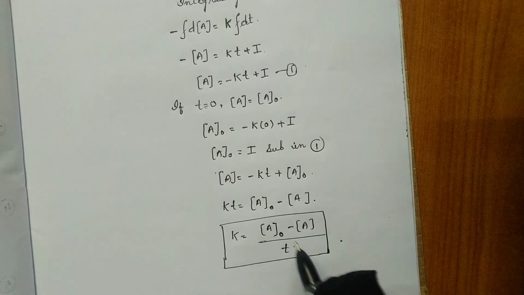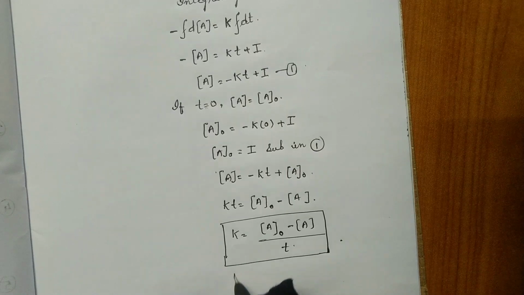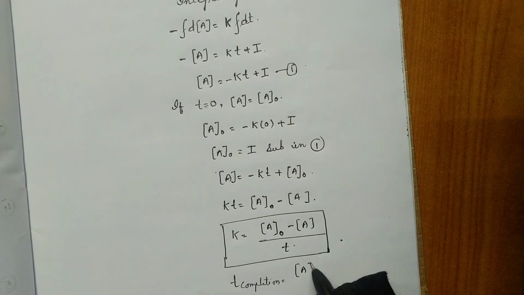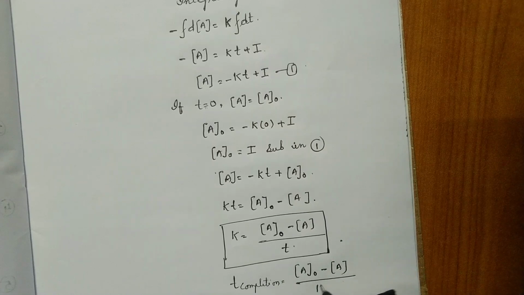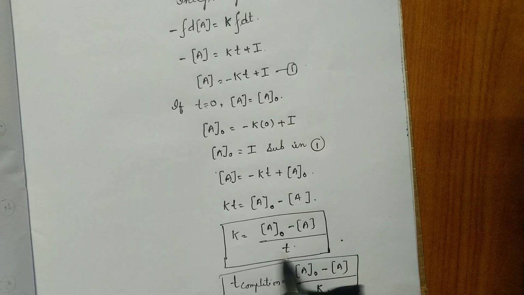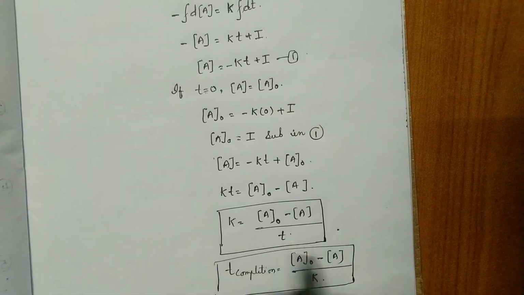Remember this equation, this expression, we will use in problem solving. By this only we can write t completion is equal to the initial concentration [A]0 minus the concentration of A, divided by k. If we transfer this t to that side, then only we will get this.